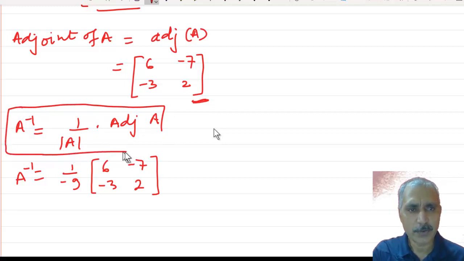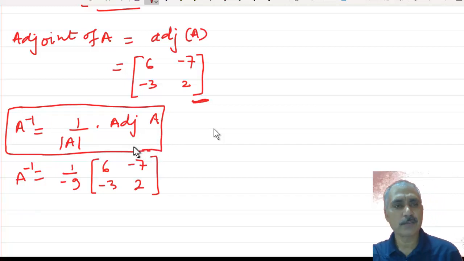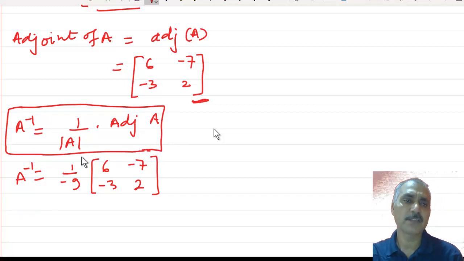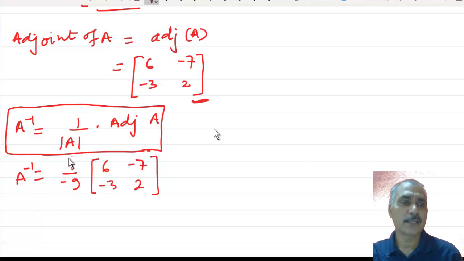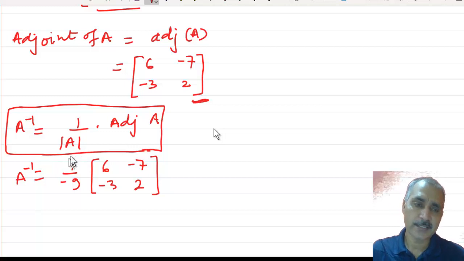Now a very important thing: many times whenever A inverse is the question, we generally first find out the determinant of A. If the determinant of A becomes 0, then we say that the inverse does not exist. Now what is the reason behind that? See, if you look at the formula, the determinant of A comes in the denominator. If this denominator term becomes 0, 1 upon 0 is not defined, as we have seen in the real number system. 1 upon 0 is not defined.